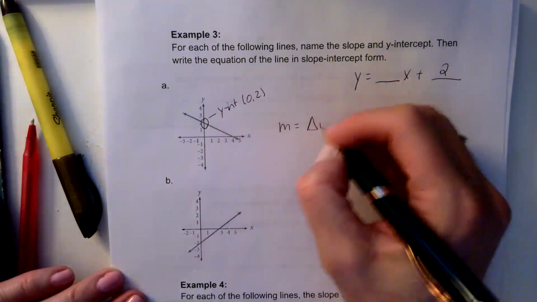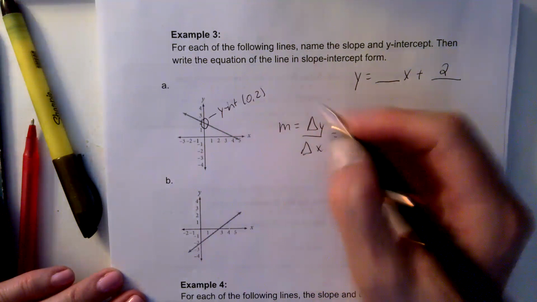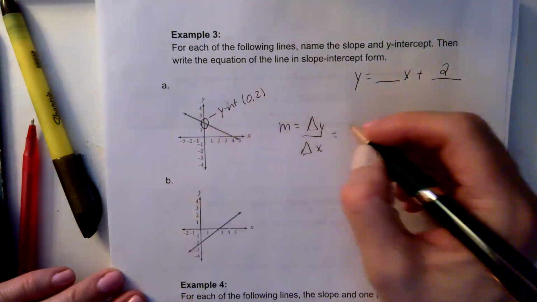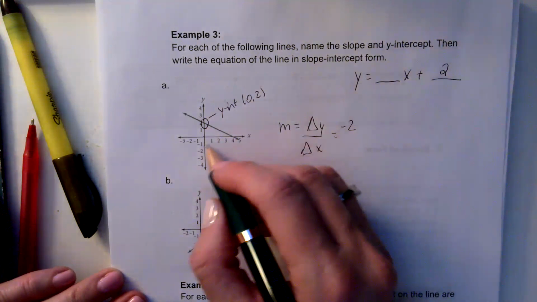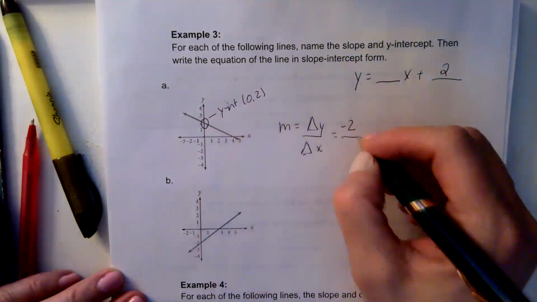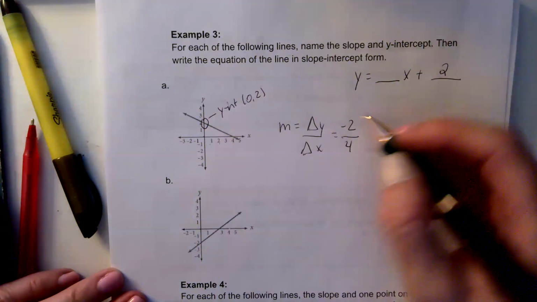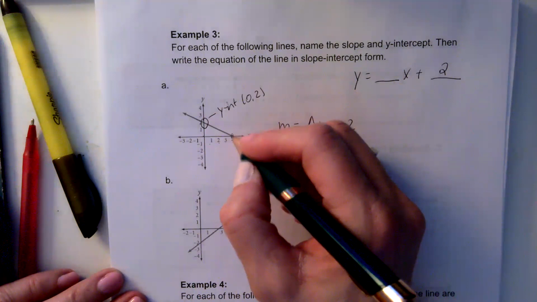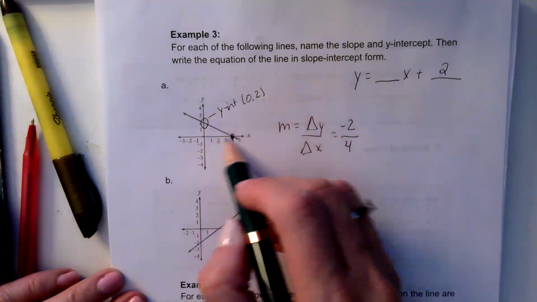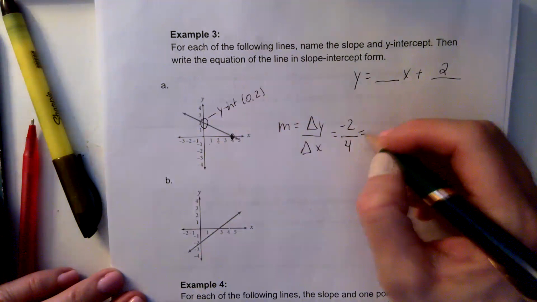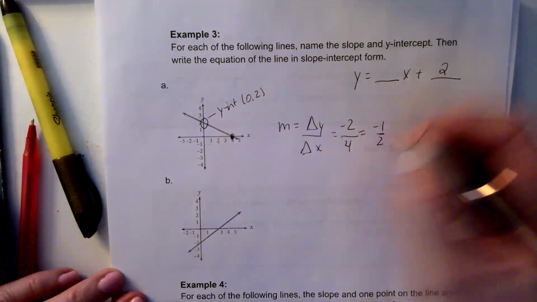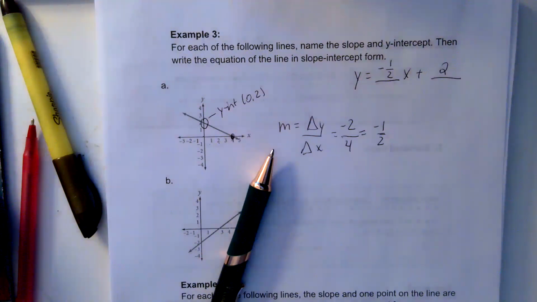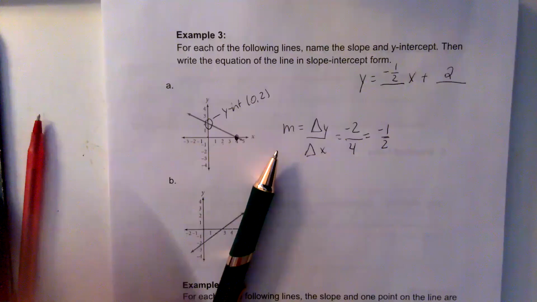is the change in y over the change in x. So if I can count that down, it looks like if I'm at 2, I go 1, 2. So I'm going down 2, and then 1, 2, 3, 4 to the right. My x is increasing by 4 to go from this point to this point. Always move left to right. So down 2 and over 4. So that reduces to negative 1/2. So my slope is negative 1/2. There is my equation.